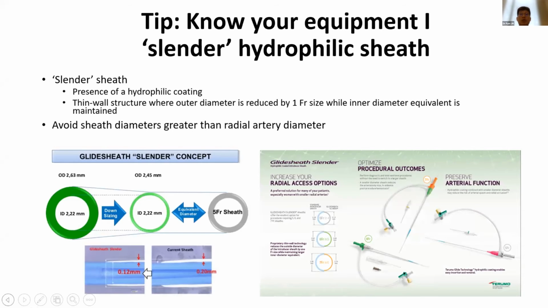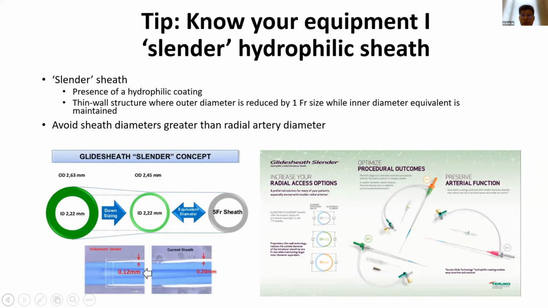Another tip is to know your equipment, to be aware of existing equipment, such as a smaller diameter hydrophilic introducer sheath, which can potentially reduce the risk of radial artery spasm or pain. An example is the Glidesheath Slender system, which is a hydrophilic thin sheath. Other than having a hydrophilic coating allowing a smoother insertion, the sheath has a thin wall structure whereby the outer diameter is actually reduced by 1 French size while the inner diameter is maintained equivalent.